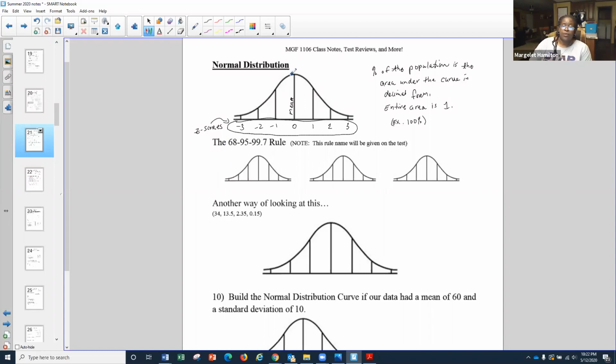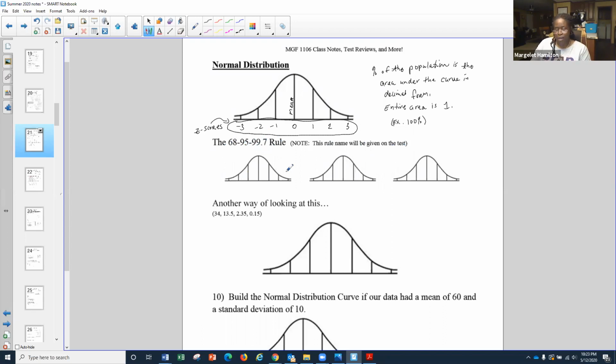These things with our population, so we're talking about 100% of our population, are broken down into percentages. We know it's 100% of our population, but each one of these intervals represents a percentage of that population. And we call this the 68, 95, 99.7 rule. This right here, you're going to need to know, but don't worry, you don't have to memorize it. It's nice if you do, but I'm going to give it to you on the test to help you remember.